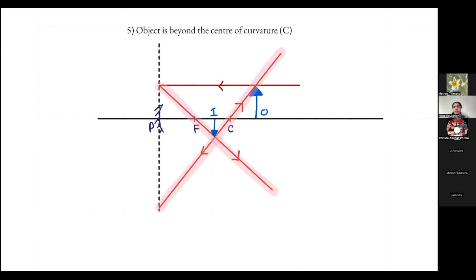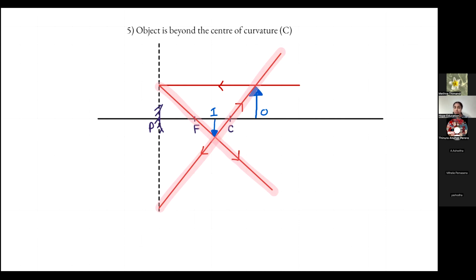Just like when I stand in front of a mirror, I can see my reflection because it's a virtual image. So you can see the reflection through the mirror. But here, this is a real image, so you can't see it through the mirror. You have to use a white color screen.